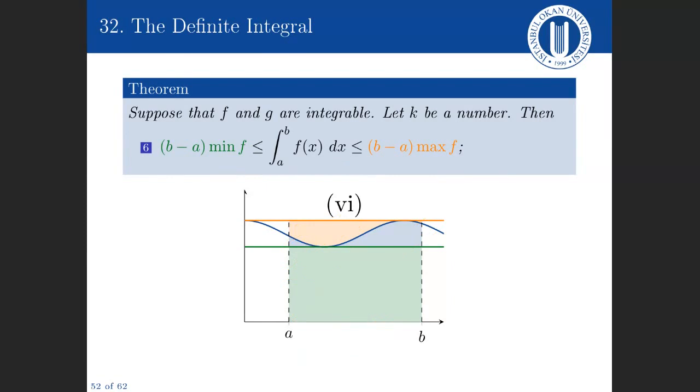I'm also saying that this blue area, that's all of this, is bigger than the green rectangle. The green rectangle has width b minus a and height minimum of f. And this we can see from the picture.